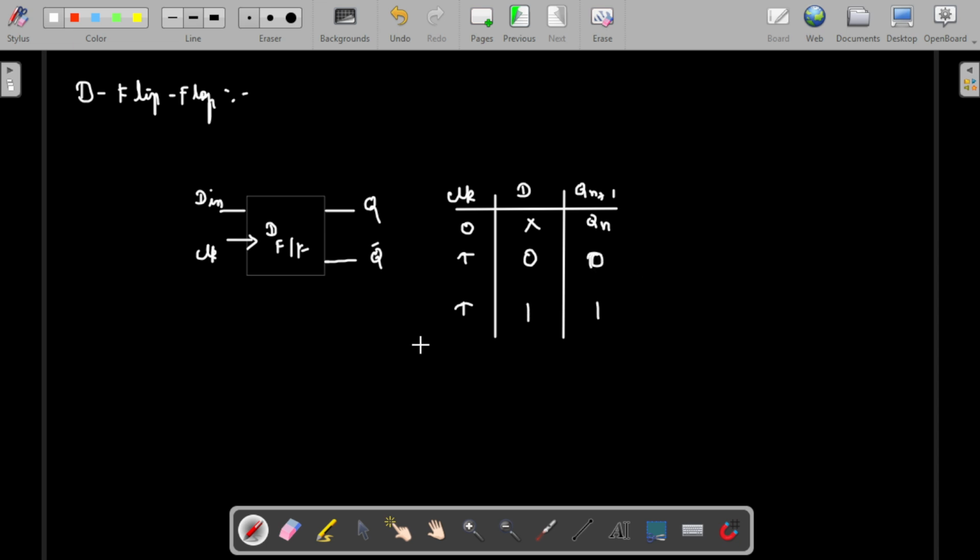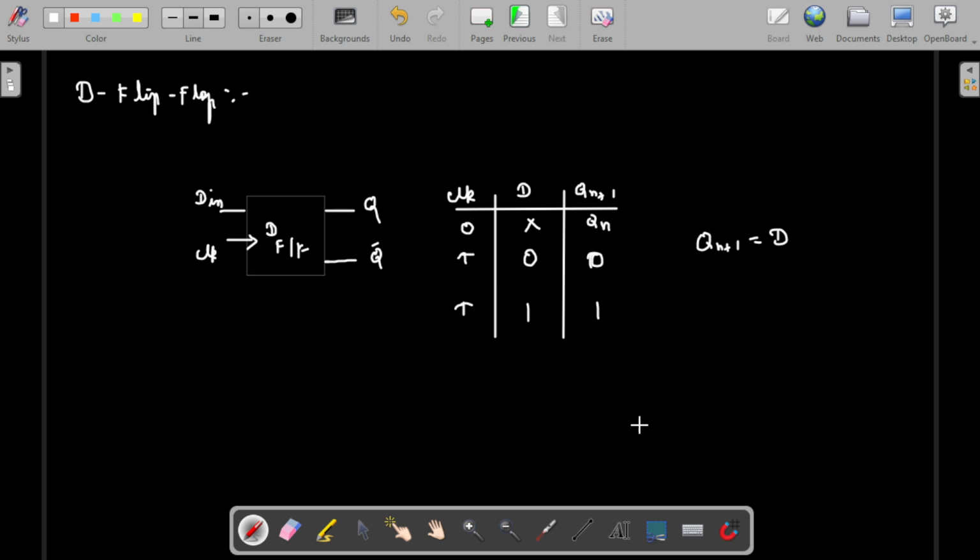The characteristic equation will be very simple. There is no need to find anything. Q n plus 1 will be directly equal to D. So this is the characteristic equation.